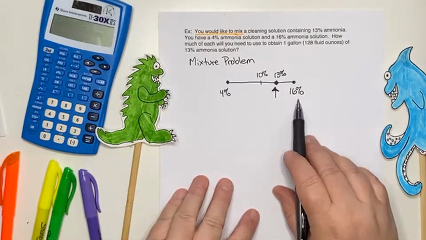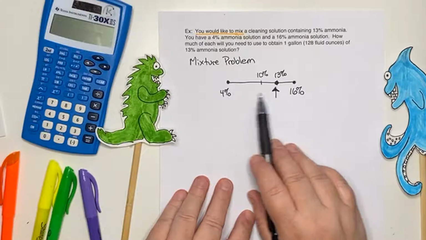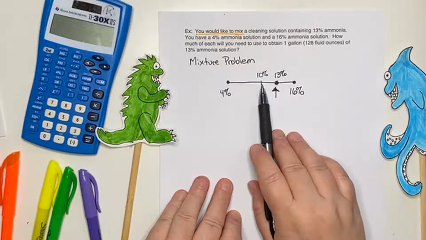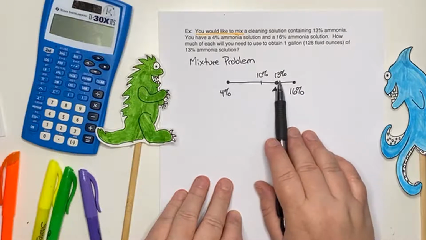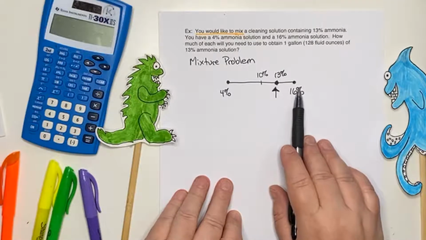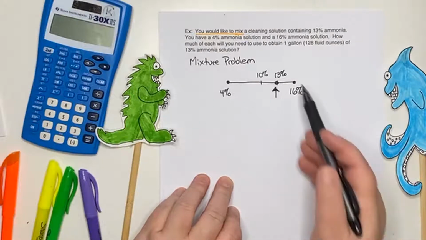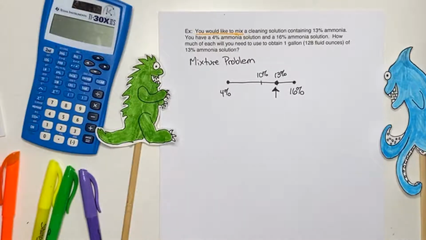Yes. Okay, next thing. The 13% being closer to 16% than it is to 4% tells me I need more of this. What if it's in the middle? What if we wanted exactly the middle percentage? Then we'd have equal amounts of them. Since this is closer to 16, we're going to use more of the 16%, less of the 4%. Okay. Do you have to do this? No, you don't. But a lot of people find it helps to kind of think about the problem ahead of time.